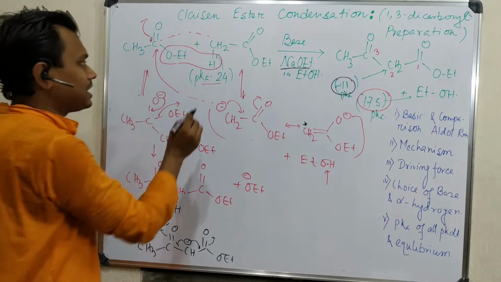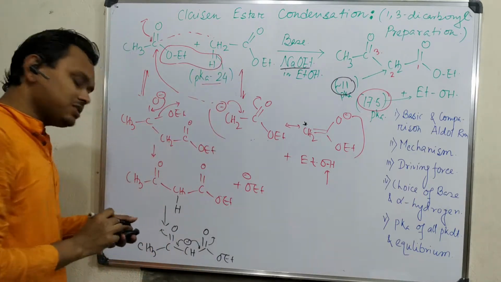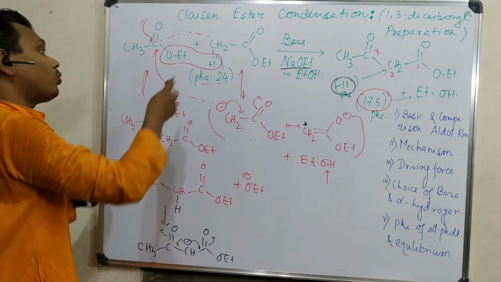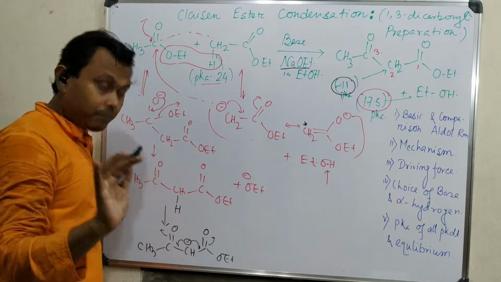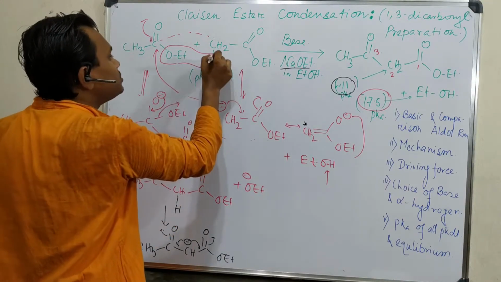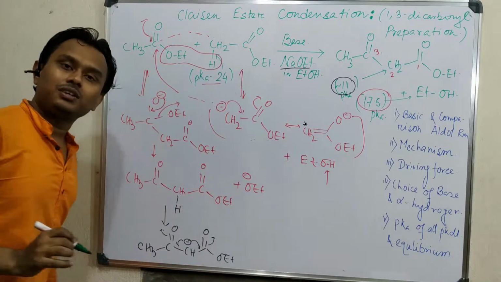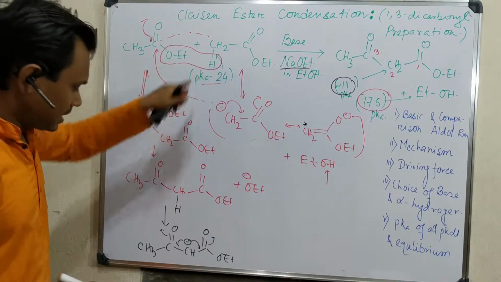So whatever is told initially, that alpha hydrogen is needed, is true, but not one alpha hydrogen. Generally, I repeat, generally, special cases are there. Generally, 2 alpha hydrogens are required. First for this, second for this.